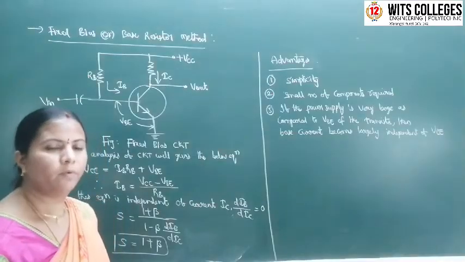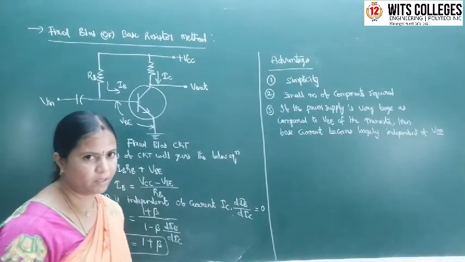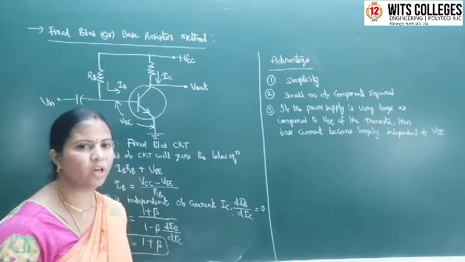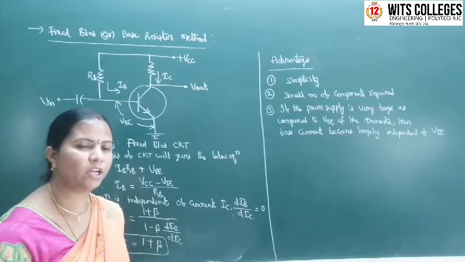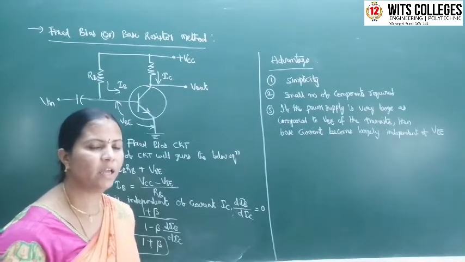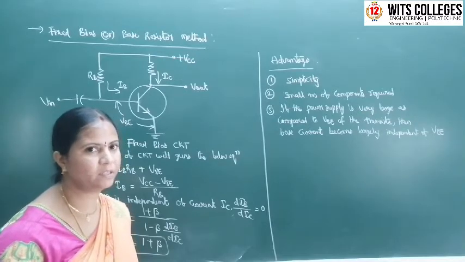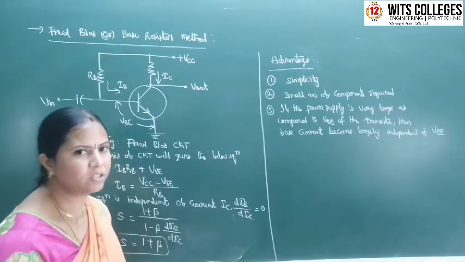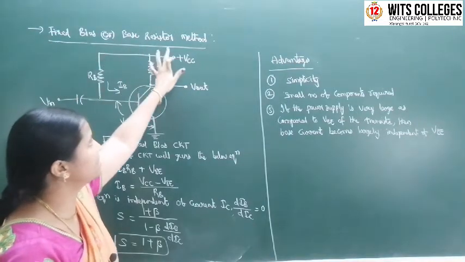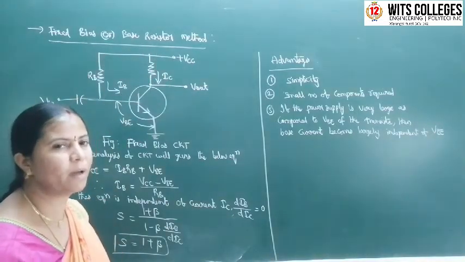Next topic, transistor biasing methods. We have three types of transistor biasing methods: fixed bias, collector to base bias and self bias. We will see these three types of biasing techniques or biasing circuits. The first type of biasing circuit is fixed bias, or base resistor biasing method.